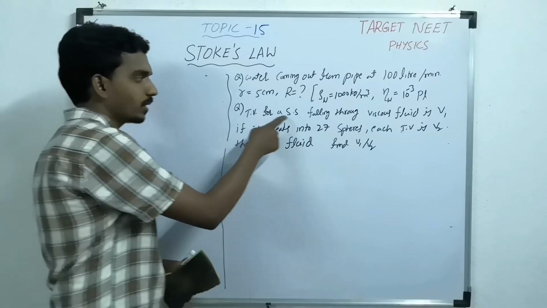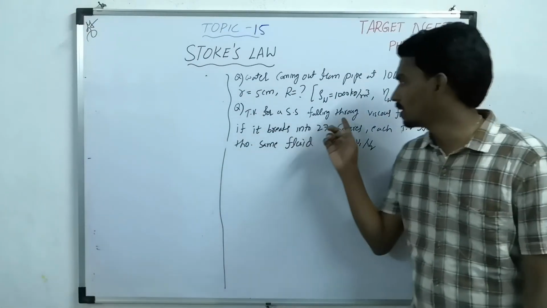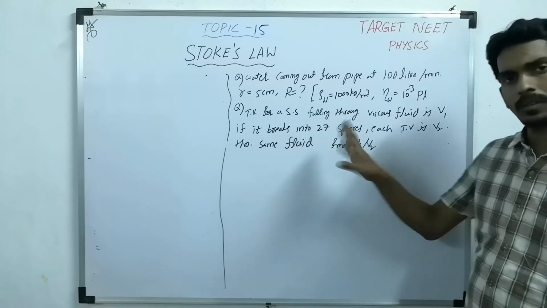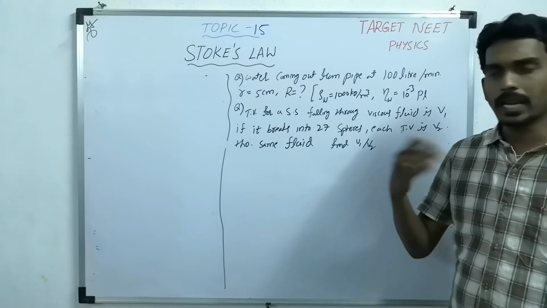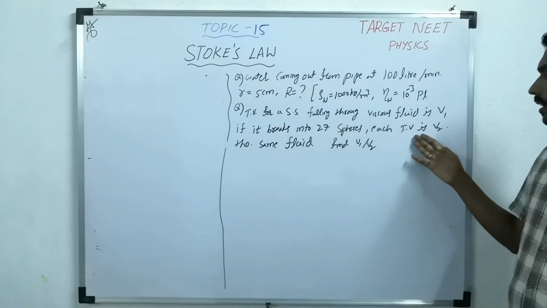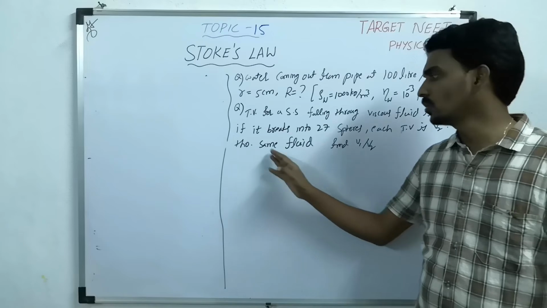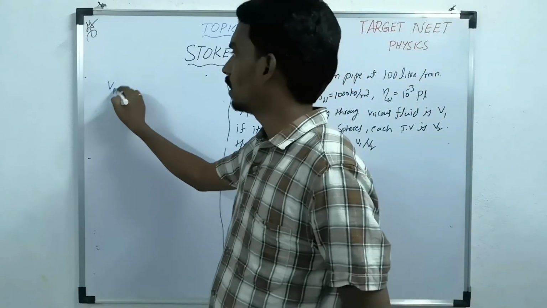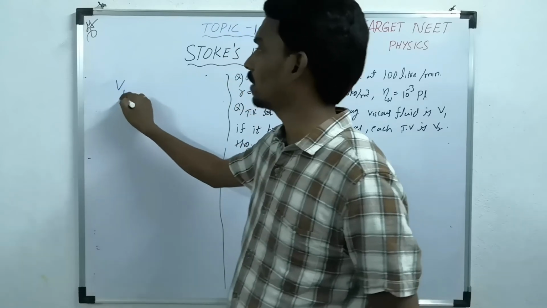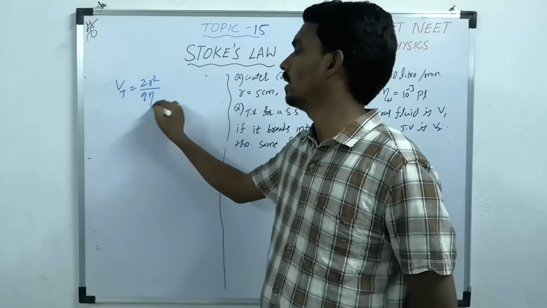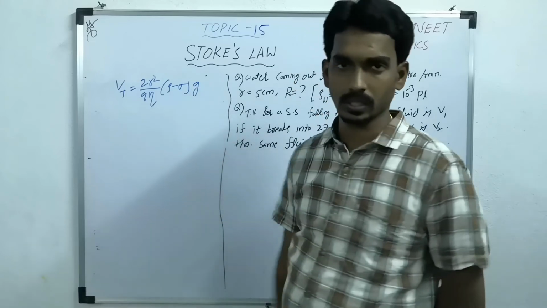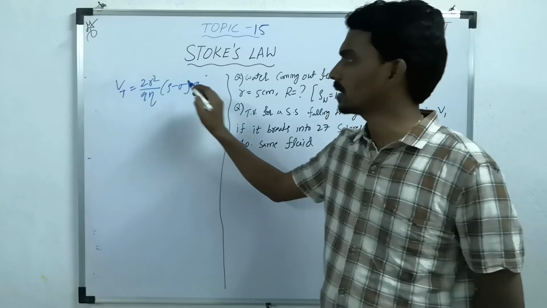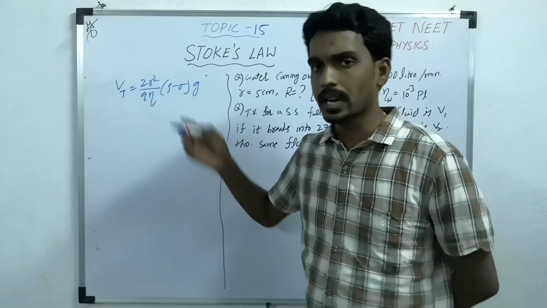The terminal velocity for a solid sphere falling through some viscous liquid is V1. If it breaks into 27 spheres suddenly, whatever may be the reason, but it breaks into 27 spheres, each terminal velocity is how much now? V2 through the same fluid. Then find V1 by V2. So just take the terminal velocity formula, 2r square by 9 eta into rho minus sigma into g. It is falling through the same liquid and same material. So rho is same, sigma is same, g is constant, eta is constant.